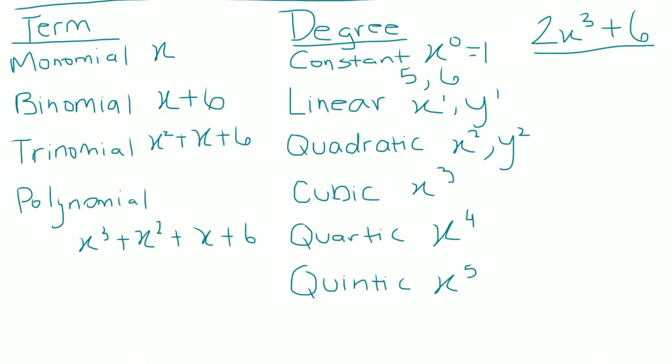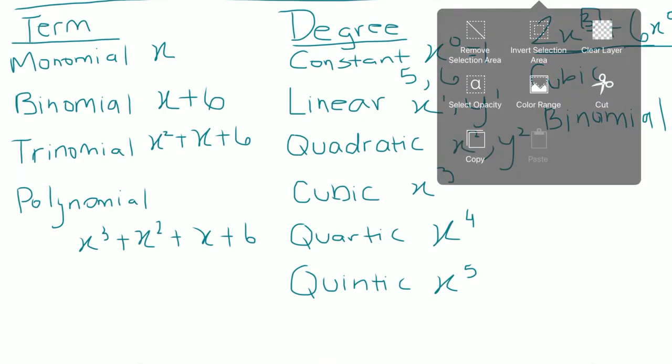Now let's take a look at the expression we have here, and let's try to describe this expression. So we have 2x cubed plus 6. So first, let's describe it by degree. The highest degree we have here is 3, because 6 is basically x to the 0th power, or 1. So the highest degree we have here is 3, so it would be a cubic polynomial. Now we have two terms in this polynomial, so it would also be a binomial. So this expression can also be classified as a cubic binomial.